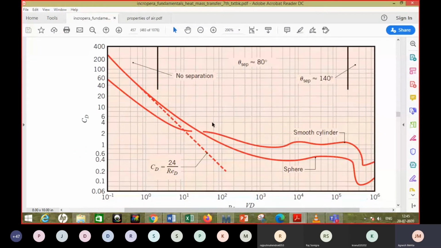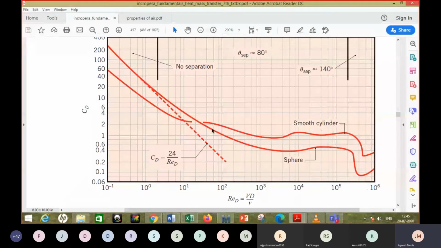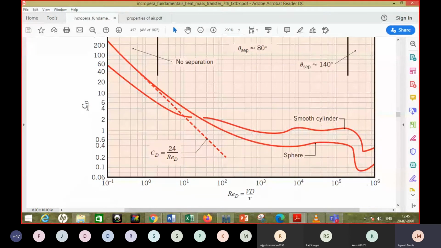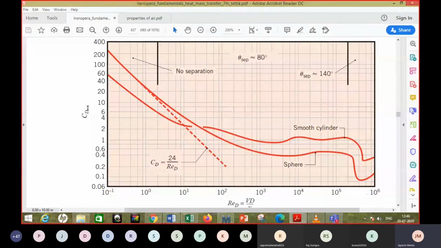Okay. So based on the value of Reynolds number, the CD value has been plotted, and you can see that for low value of Reynolds number, the CD can be given as 24 upon Reynolds number, but at higher values, it doesn't vary much in a way.